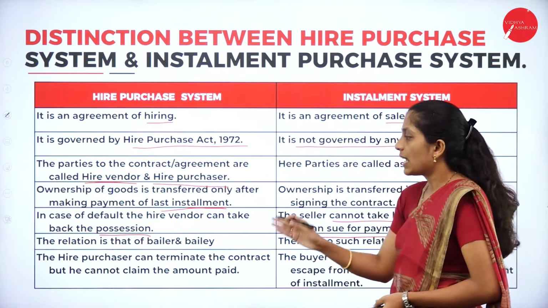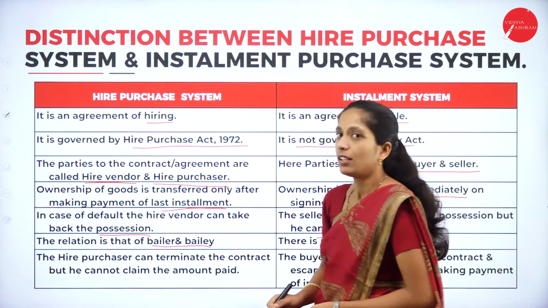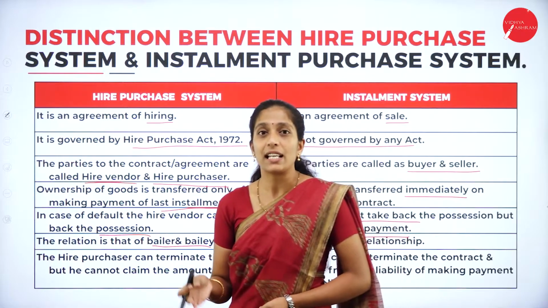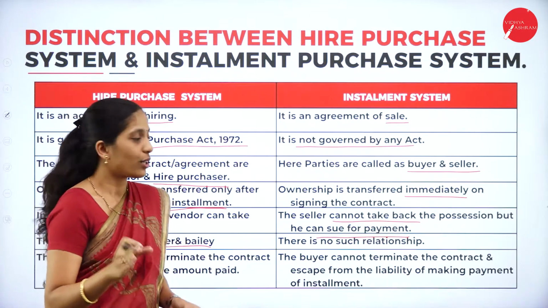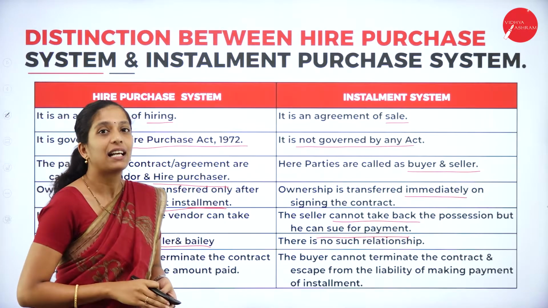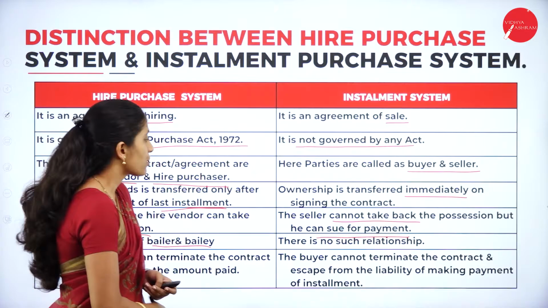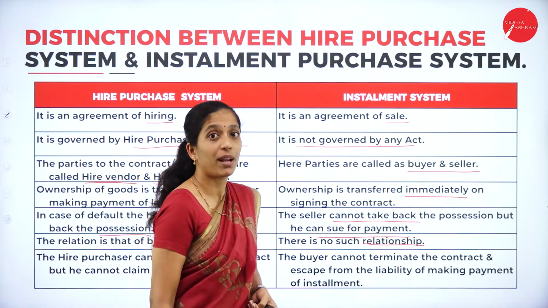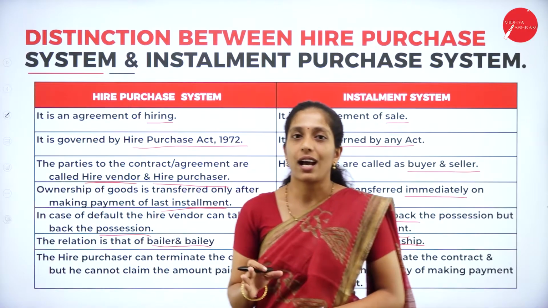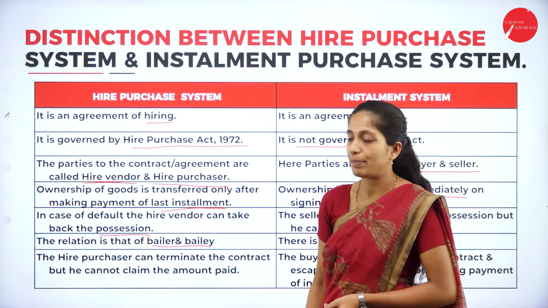And the next one is, the relation is that of bailor and bailee. Now, what do you mean by bailor and bailee? Because the ownership has not transferred completely, right? So here it acts as a bailor and bailee. But when compared to installment system, there is no such relationship. There is no such relationship of bailor and bailee. Whereas in hire purchase system, the relationship is that of bailor and bailee.